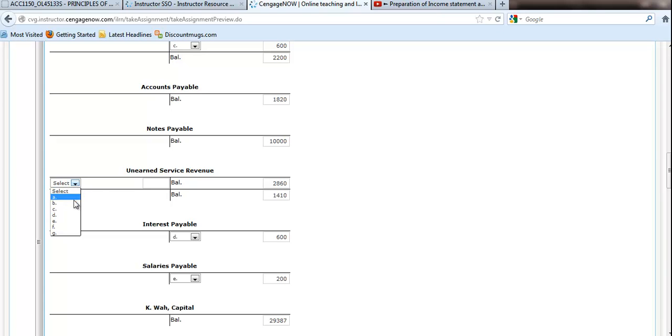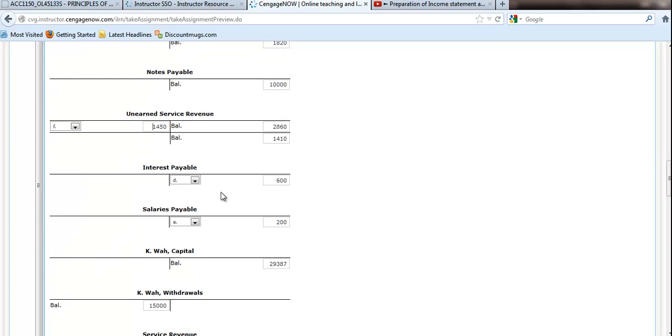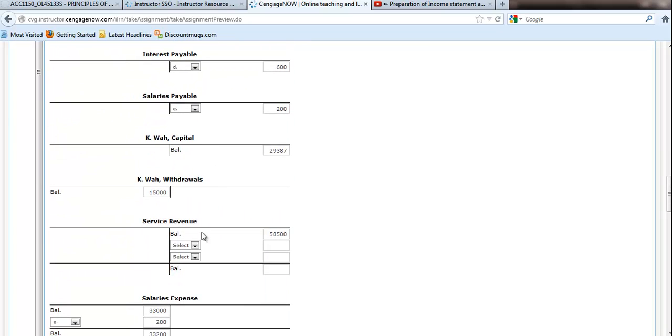So we have to subtract and find out the amount that we have earned, which is $1,450. So what happens in this scenario, we take the amount that we have earned, we take it out of our liability unearned and move it into our revenue account, service revenue. So this will be F, and it will be an amount of $1,450.